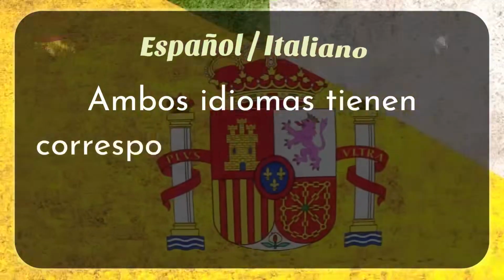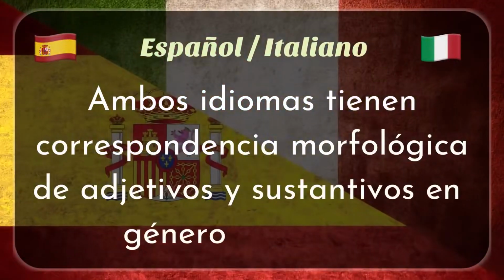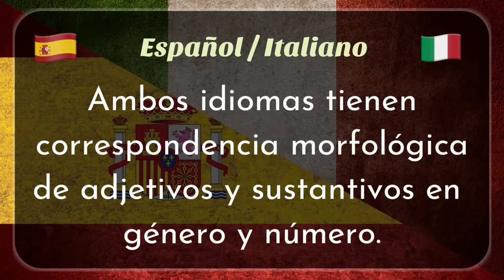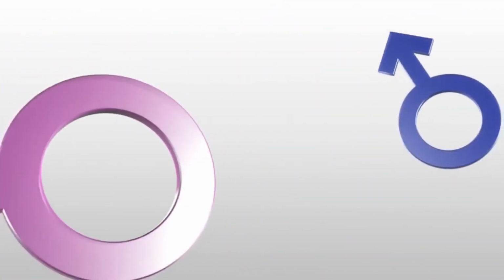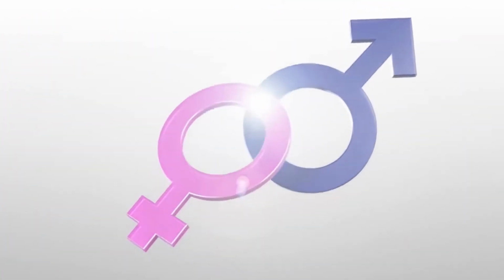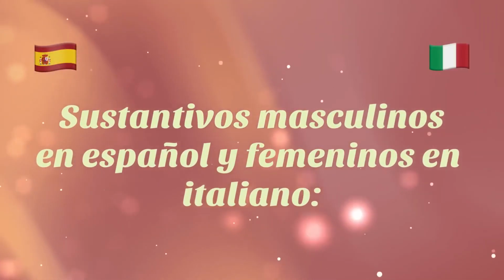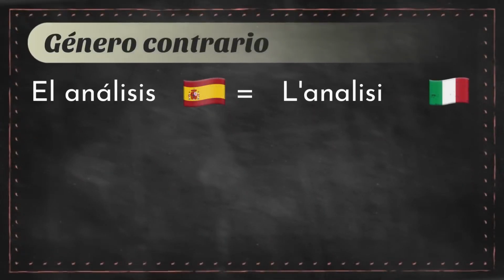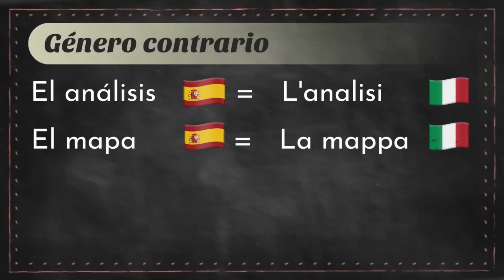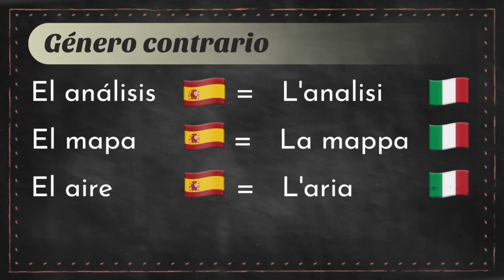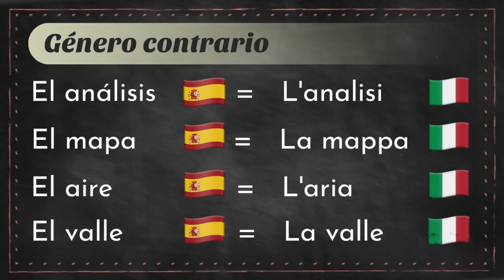Both languages have morphological agreement of adjectives and nouns in gender and number. However, in some cases, the gender correspondence is opposite. Masculine nouns in Spanish and feminine nouns in Italian: el análisis, l'analisi, el mapa, la mappa, el aire, l'aria, el valle, la valle.